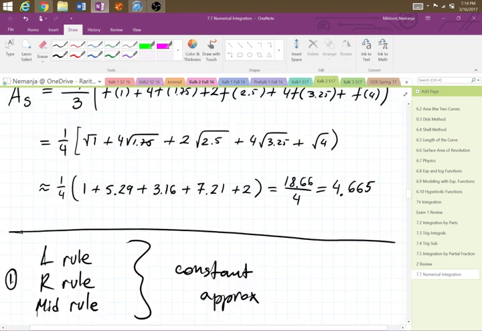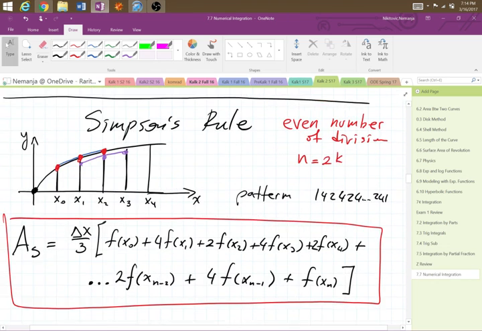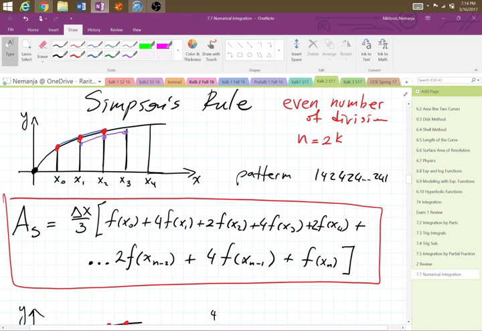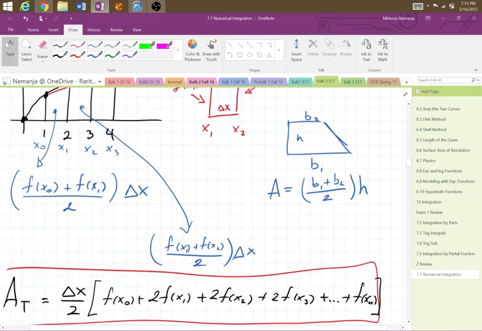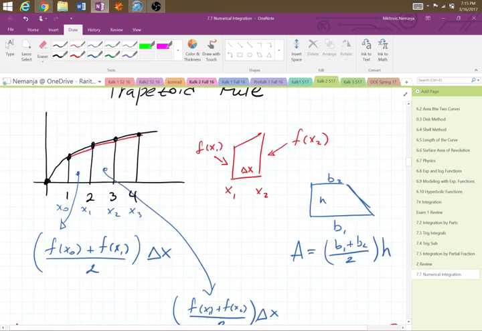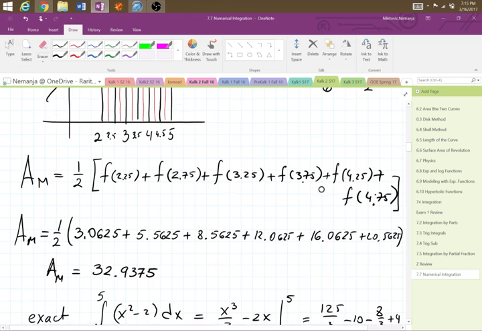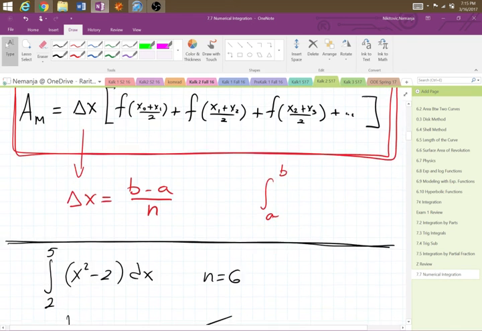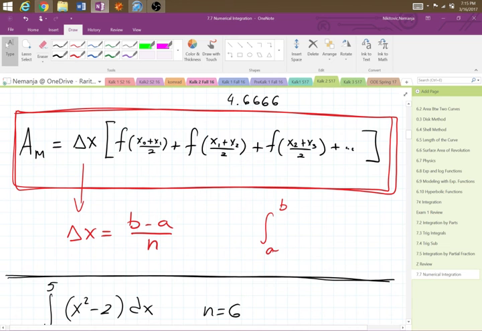But I see students forget that delta x is divided by 3 for Simpson. Delta x is divided by 2 for trapezoid, and delta x is divided by 1 for midpoint. See? All right, fine, right? Over here, you have the averages between x values. On the next one, you have the pattern 1, 2, 2, 2, 1, and then 1, 4, 2, 4, 2, 4, 1 for Simpson's.